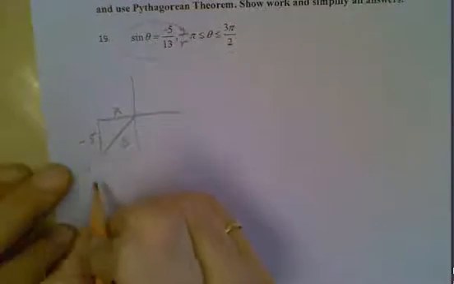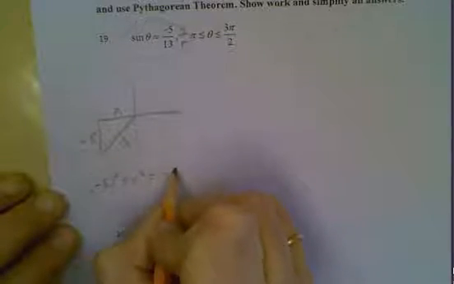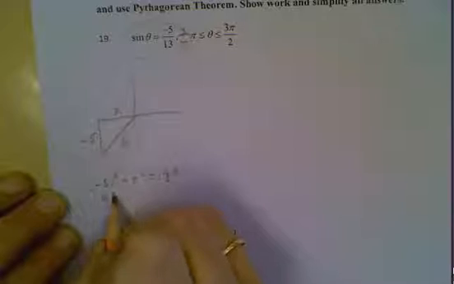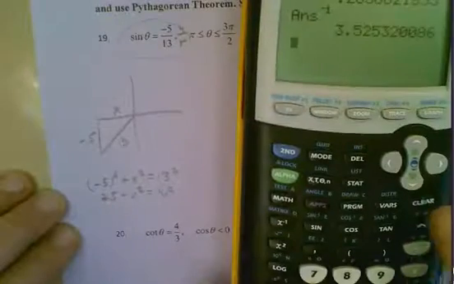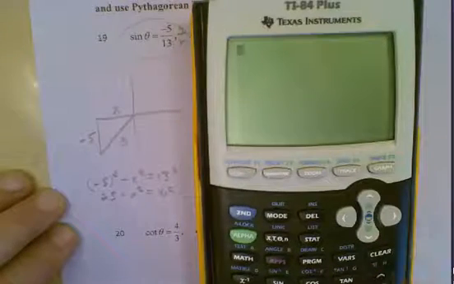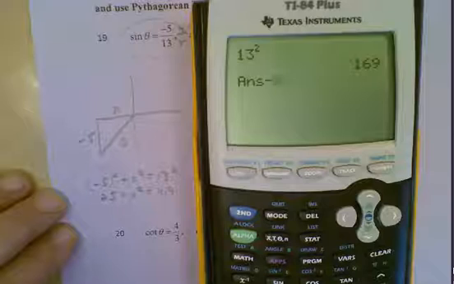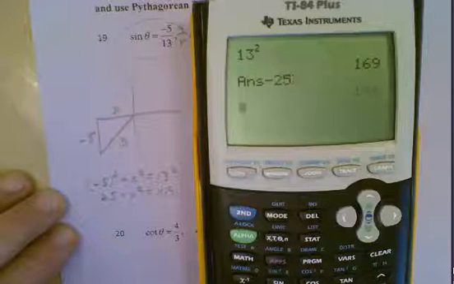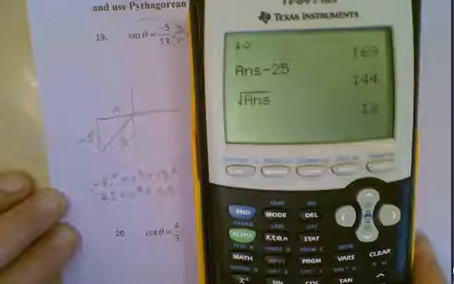So -5 squared plus x squared has to equal 13 squared. So this is 25, this is 169. So again, I probably wouldn't have to even put that on my paper, I could just do it in my calculator. 13 squared minus -5 squared, or 25. I get x squared is 144. Take the square root of that, and our answer is 12.